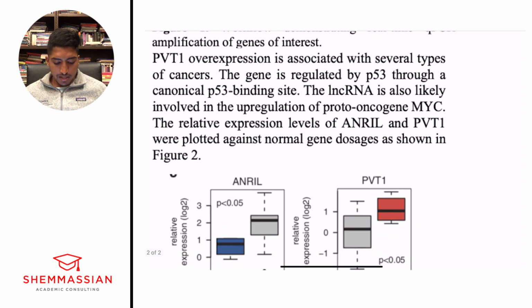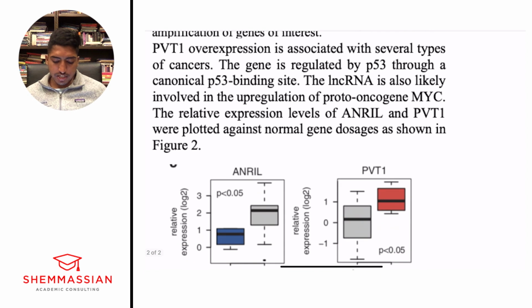All right, PVT1 overexpression is associated with several types of cancers. The gene is regulated by p53 through a canonical p53 binding site. The lncRNA is likely involved in the upregulation of proto-oncogene MYC. The relative expression levels of ANRIL and PVT1 were plotted against normal gene dosages as shown in figure 2.